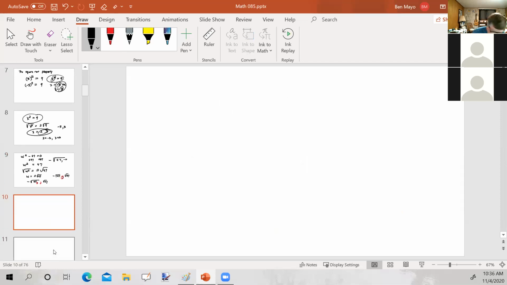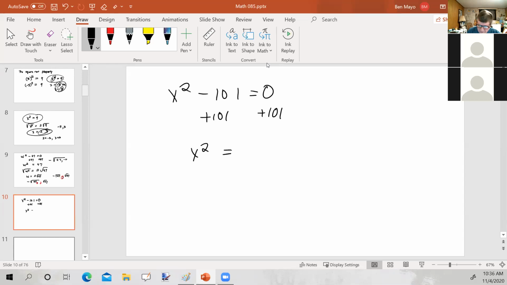Okay, how about this one? X squared minus 101 equals 0. So again, I'm going to get it in that form where on one side of the equation, typically the left side, will have a perfect square, and on the right side there will be a constant. Then we'll take the square root of both sides, applying the plus or minus.